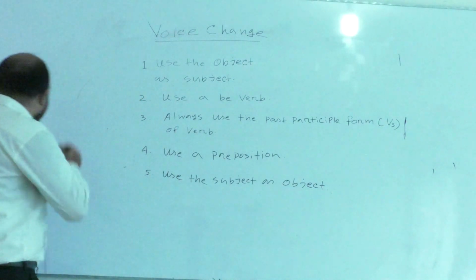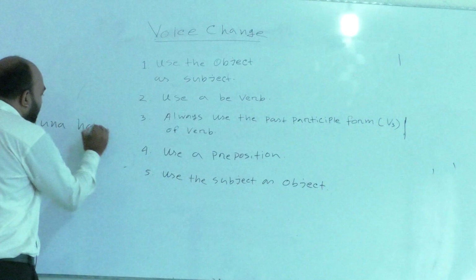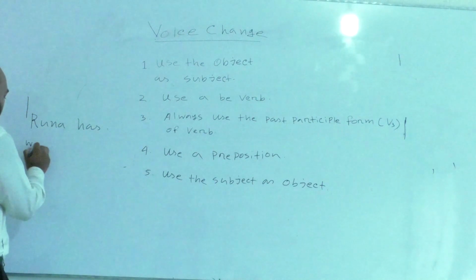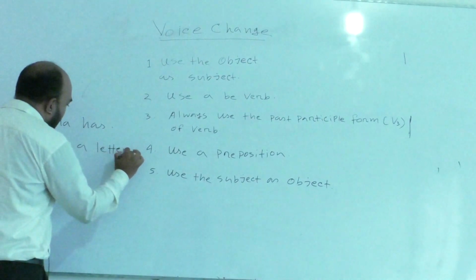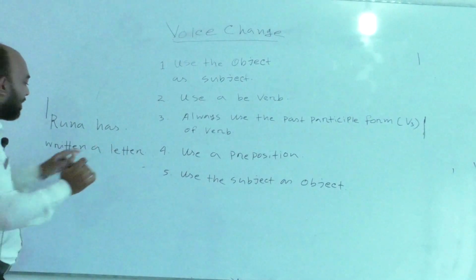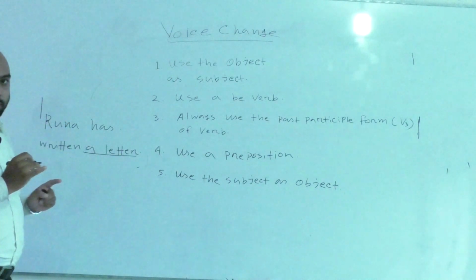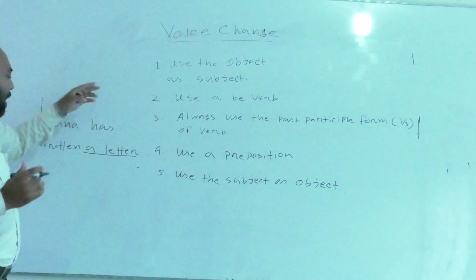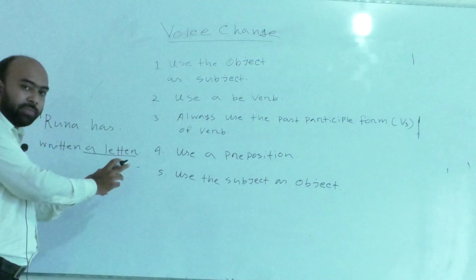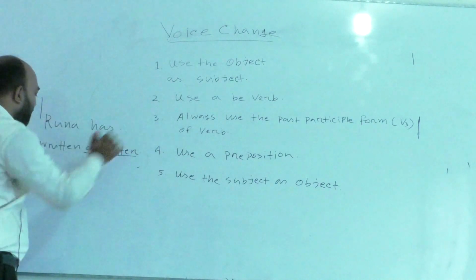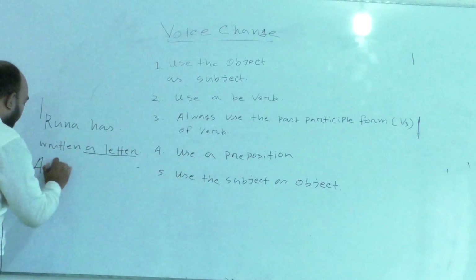So, Runa has written a letter. Here, according to the first step, a letter is our object, isn't it? That's good. Now I'm answering my question. Runa has written a letter. The first step is to use the object as subject, so a letter should be used as subject. So I'm writing here, a letter.